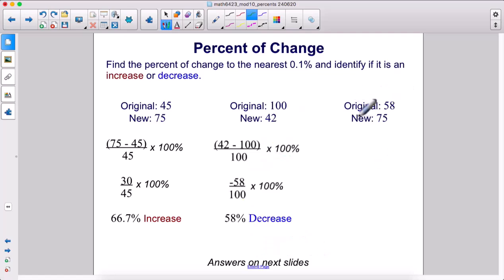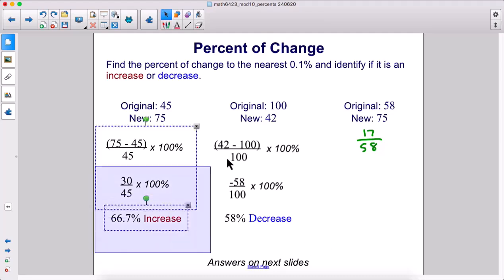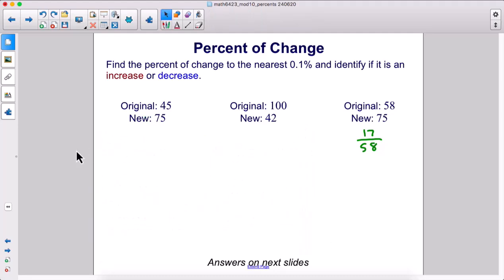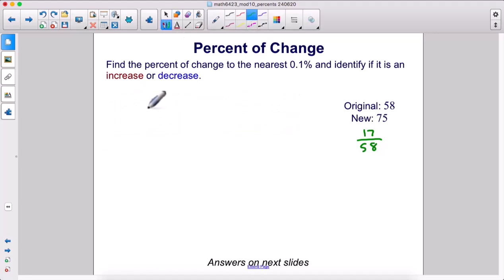Original, 58. New, 75. All right, this is an increase. 75 minus 58 is 17 divided by 58. That's our answer in decimal. But we're going to have to do that division. So I'm going to make some room here. Let's get rid of those. Okay, so 17 divided by 58. Well, 58 doesn't go into 17. I'm going to add a 0 and a decimal there. All right, 58 goes into 170 twice.